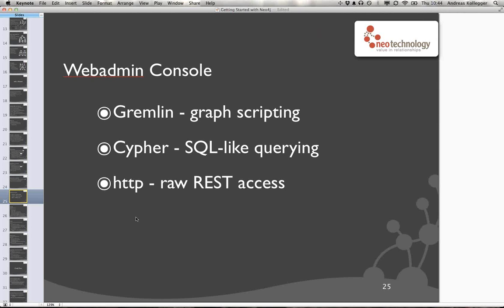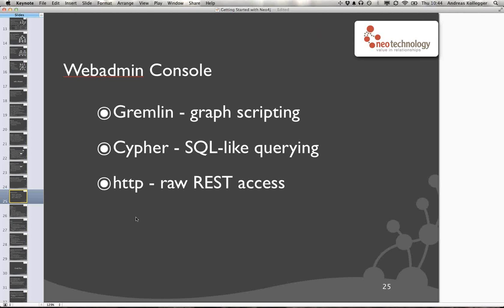So we have Gremlin, which is a graph scripting language that can do queries as well. It can also do graph manipulations. And we've just added Cypher, which is a very SQL-like querying language. And you can also do raw HTTP.